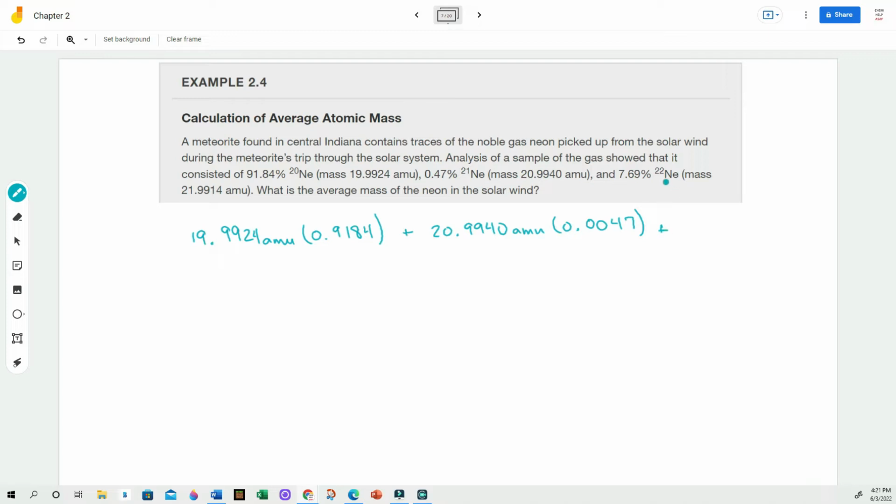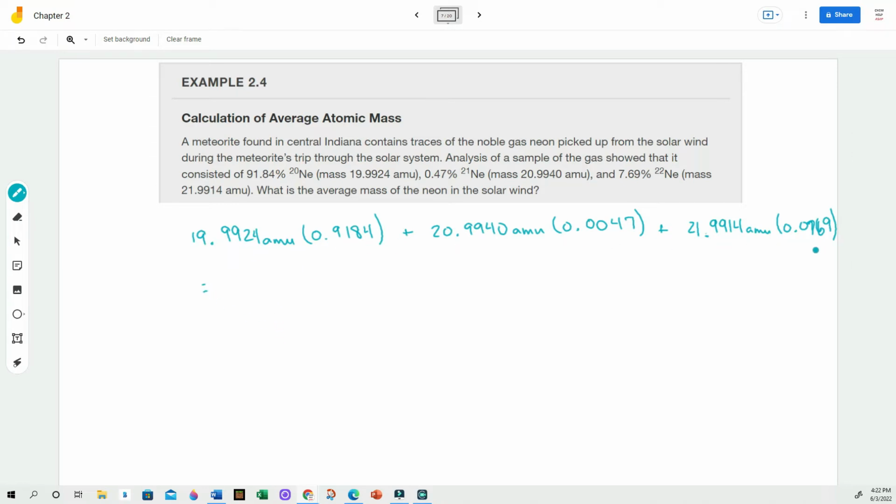And now I'm going to take my neon-22 term right here. Here is its mass. It has a mass of 21.9914 AMU. And again, I'm going to take the percentage here and turn it into a decimal. So I'm going to divide by 100. And I'm just going to barely squeeze it in there. That is 0.0769 there.